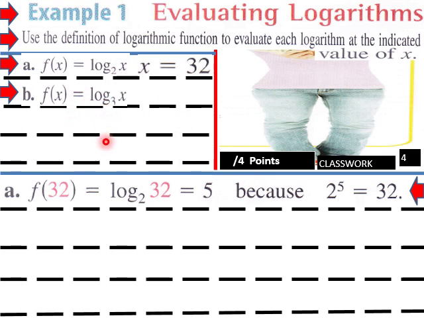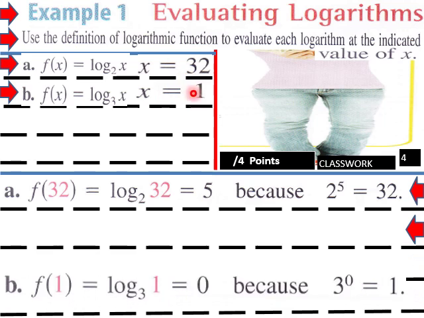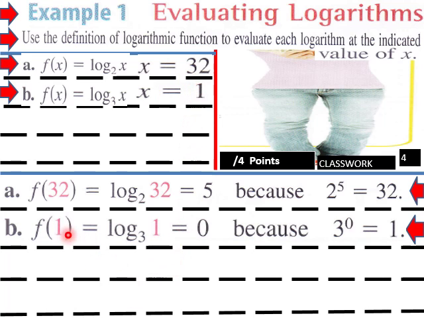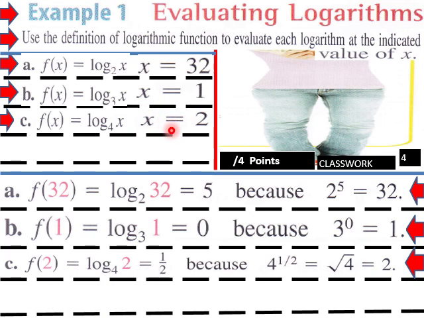f of x equals log base 3 of x when x equals 1. So in this case here, f of 1 equals log base 3 of 1, which equals 0, because 3 to the 0 power equals 1. And then f of x equals log base 4 of x, and then when x equals 2, f of 2 would equal log base 4 of 2, which would equal 1/2, because 4 to the 1/2 power, or otherwise the square root of 4, would equal 2.